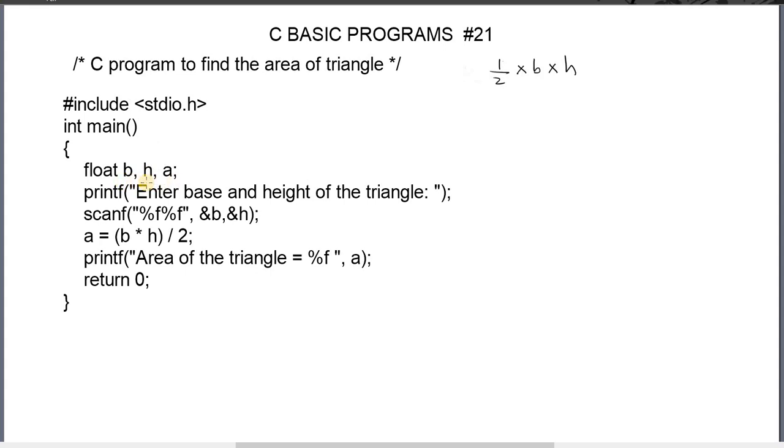Here we have declared three variables, because there are two variables, B and H, and the third variable A will store the answer. Here the variable type is float, so each variable will take 4 bytes of memory and they can store float values. Float value means a numeric value with a point.